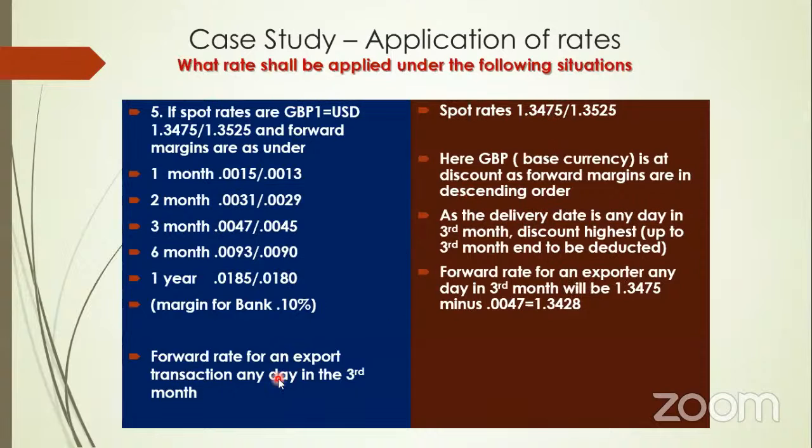1.3475 is for an exporter. So you minus the maximum 0047, you'll get 1.3428. Okay. Now again you have to deduct the bank margin, because it is an exporter. Again you have to minus 1.3428. Minus how much? 0.10. 1.3414 will be the final answer.